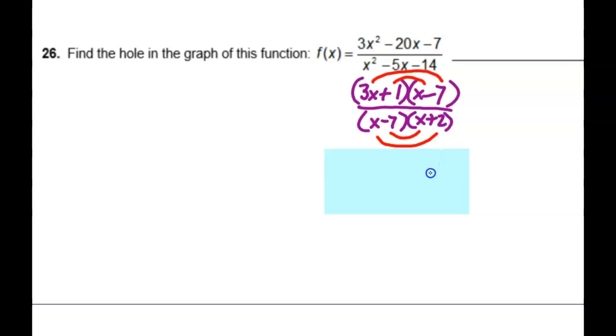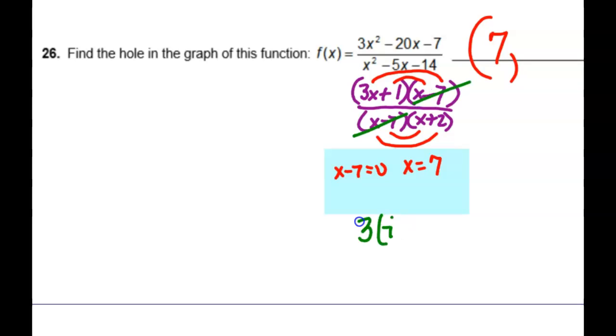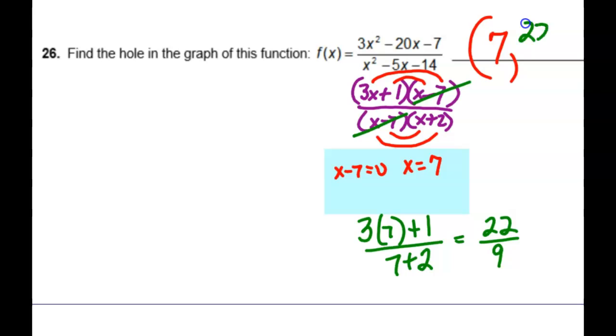So where's the hole, guys? What's the common factor? X minus 7. So x minus 7 equals 0 makes the hole at x equals 7. Then what do we have to do? Yes, but we reduce before we plug that 7 back in. So then we end up with 3 times 7 plus 1 over 7 plus 2. Anybody else getting 22 over 9? Which doesn't reduce, right?